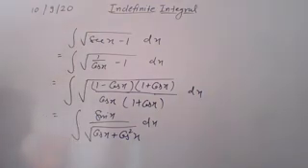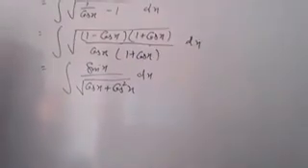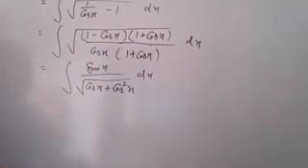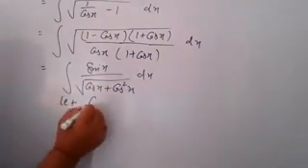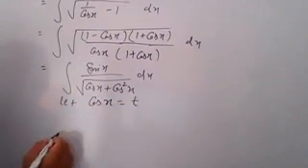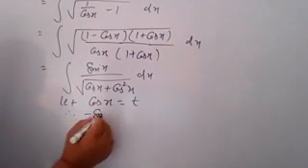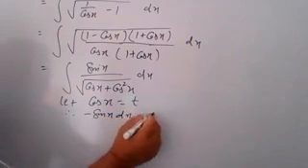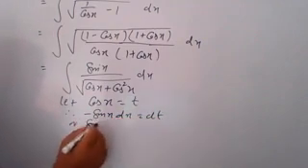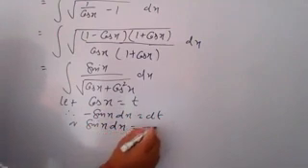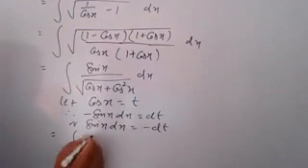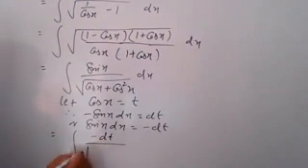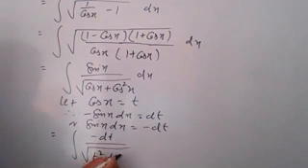So what you substitute here? Cos x is equal to t. Let cos x is equal to t and differentiate it, so minus sine x dx is equal to dt, or sine x dx is equal to minus dt. Now use it. So your integral becomes minus dt upon within root t square plus t.